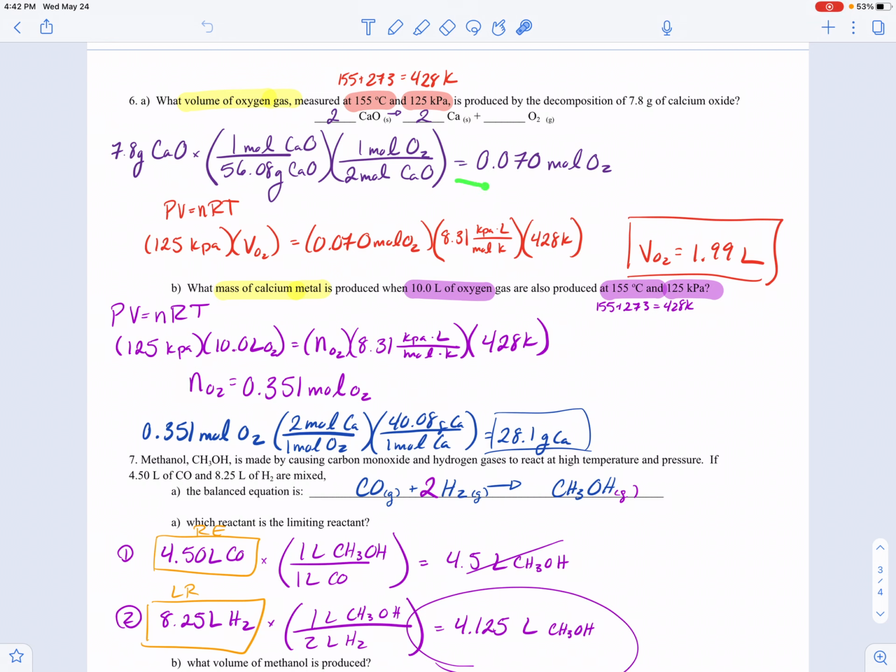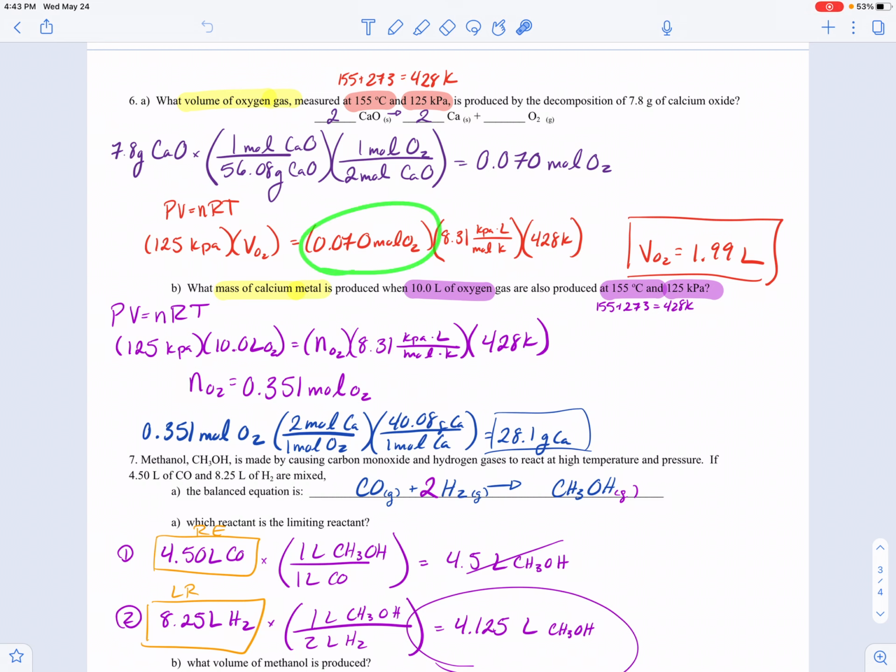And then I'm going to multiply across and find out that I'm going to create 0.070 moles of oxygen gas. Now, because I'm not at STP, I have to use PV = nRT. And my pressure is at 125 kilopascals. My volume is what I am solving for.